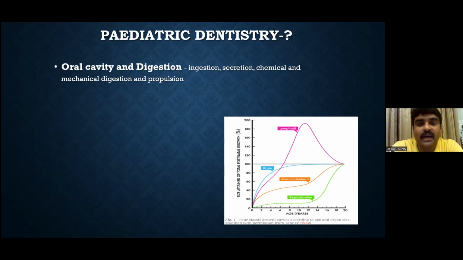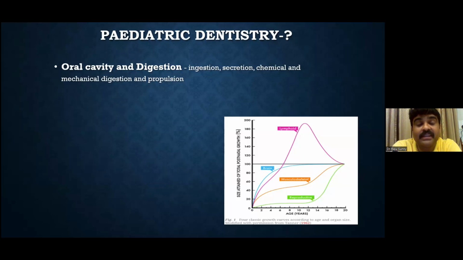When the food is ingested into the oral cavity, first there will be secretion of different types of salivary enzymes, like salivary amylase, salivary lipase, and salivary kallikrein, because these enzymes are actually required for the chemical and the mechanical digestion of food to start. So you need proper saliva secretion to be there.